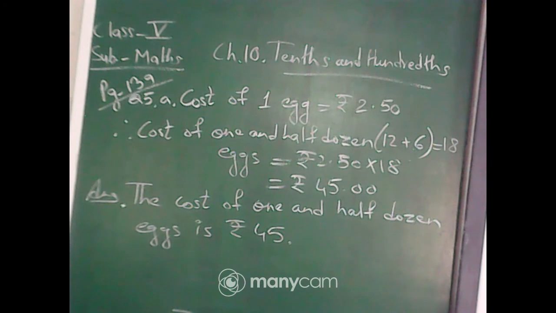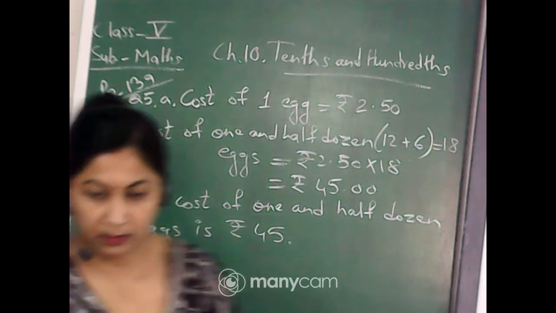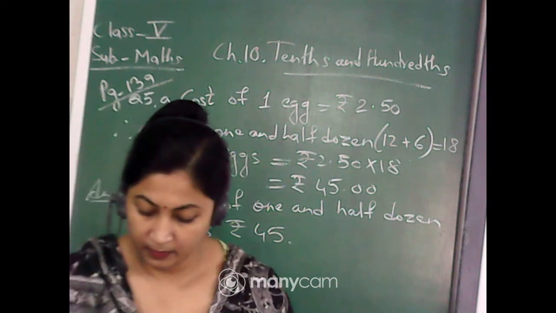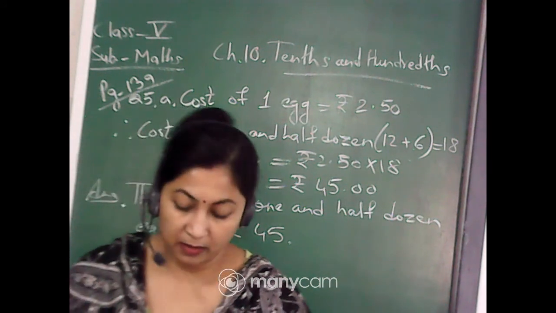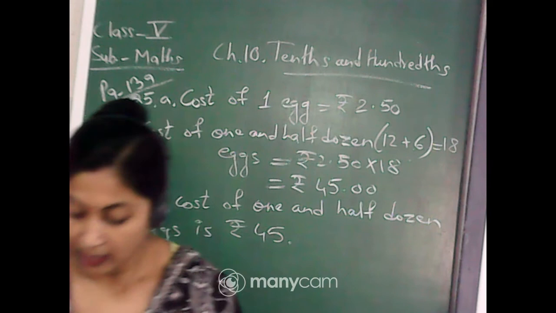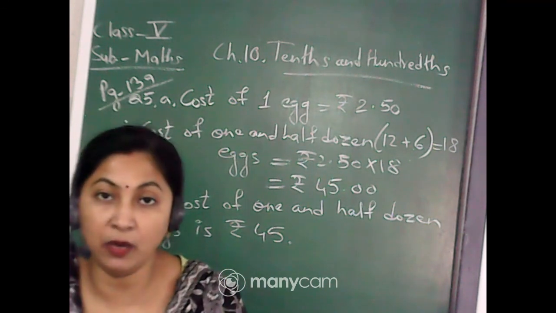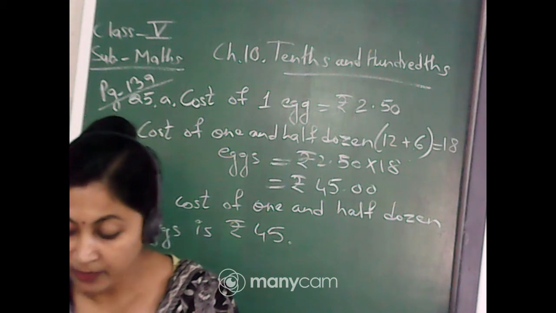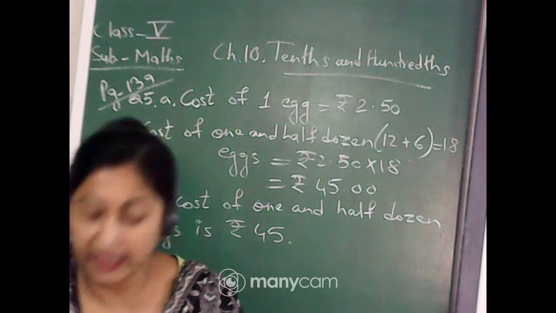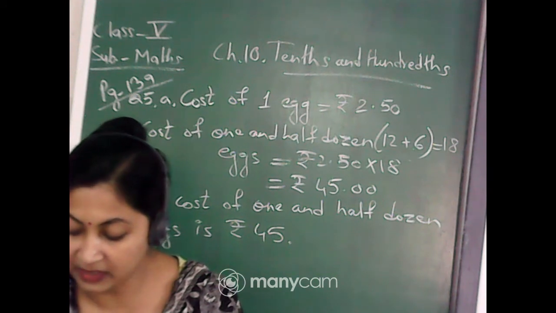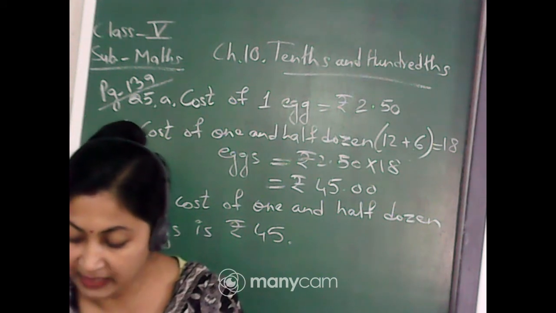Now come to the next one. Question 5b. How many pens can Kanan buy? How much money is left? Now one more thing is given here. Mother is saying, Kanan, take rupees 60 and buy 1.5 dozen eggs. You can buy pens with the money left.